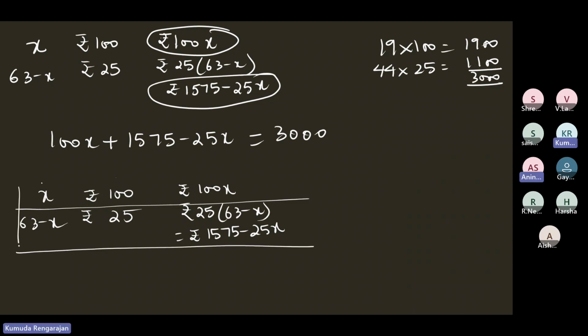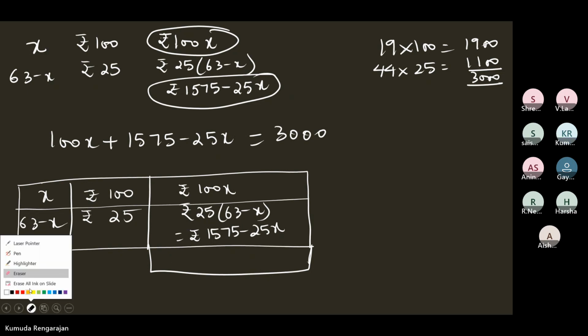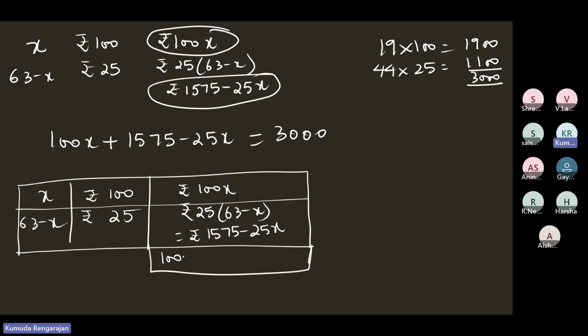Disable your mic, children. And you can make another box here and add. You don't have to put the rupees everywhere. The total is 100x plus 1575 minus 25x. This is the total, which is equal to 3000.